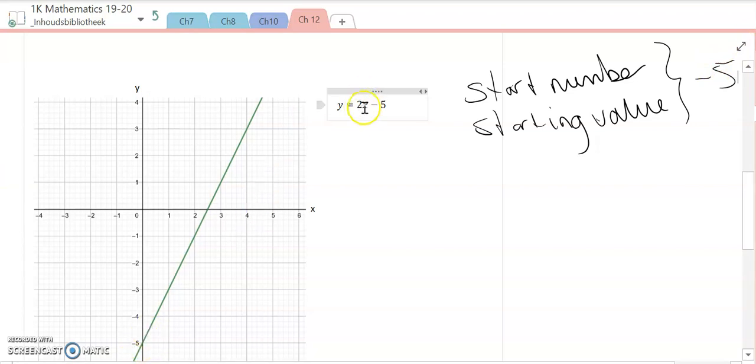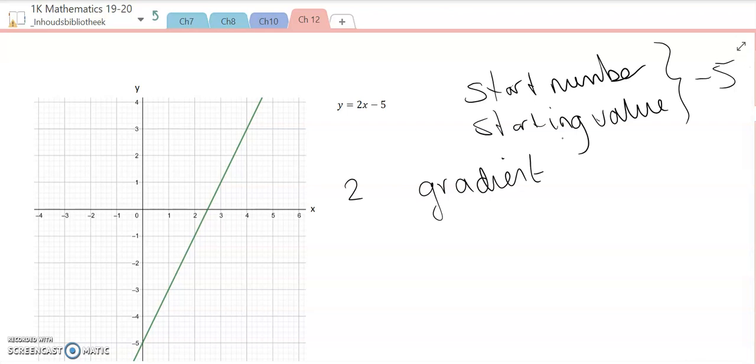And you can see the number 2. That is the change per horizontal step. If you go 1 step to the right, then it's going up by 2. If there was a negative sign before the 2, then the graph would fall. It goes down, but now it's rising. They also call the number 2 the gradient. I think you're going to learn that next year, but that means if you go 1 to the right, then you go 2 up. That's the gradient. In Dutch it's called hellingsgetal.